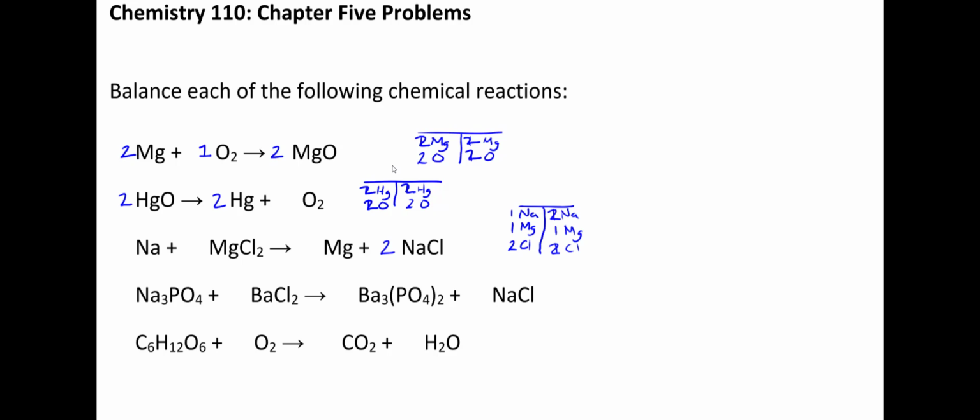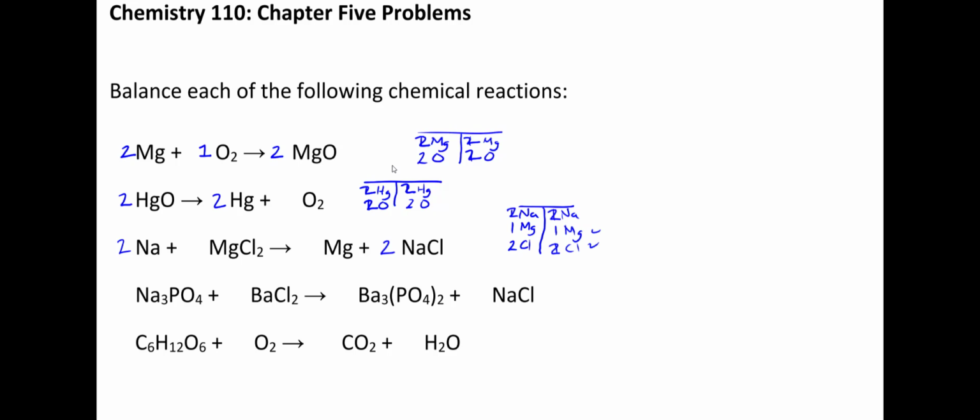Alright, so we're balanced right now in chlorine, we're balanced in magnesium, but sodium we are not. Sodium is easy to fix. We just put a 2 in front. And we now have a balanced equation. And again, if we wanted, we could write 1s in front of the magnesium chloride and the magnesium.